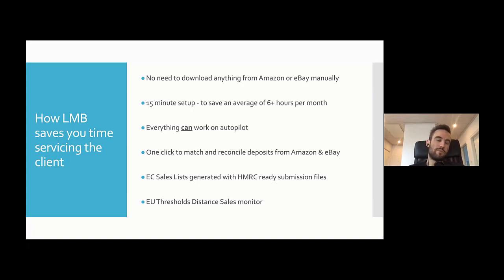And then we also have a couple of additional things which are specific to EU businesses and especially the UK side of things. We have an EC sales list, which is generated along with an HMRC submission file. So you can download the HMRC submission file directly from Link My Books and then do a bulk upload to the government gateway. And that sends all of the EC sales data for Amazon straight to HMRC. And then the last thing we have is the EU distance sales thresholds monitor. So if you've got a client who is approaching the distance sales thresholds in some EU countries, it's dead easy for you to keep track of that.